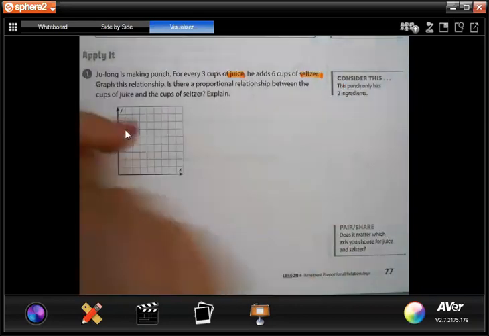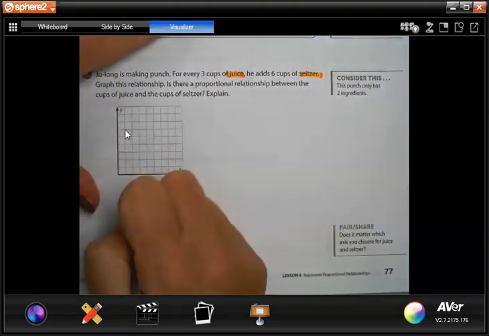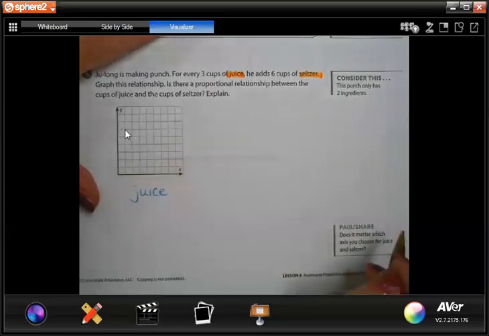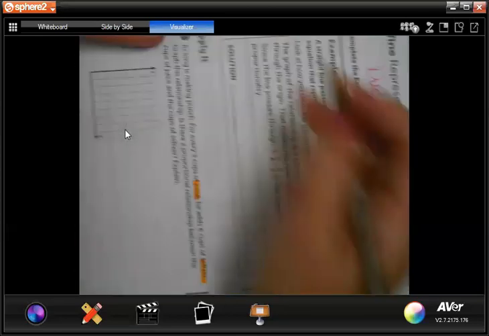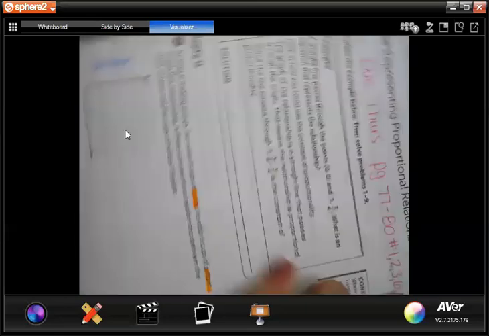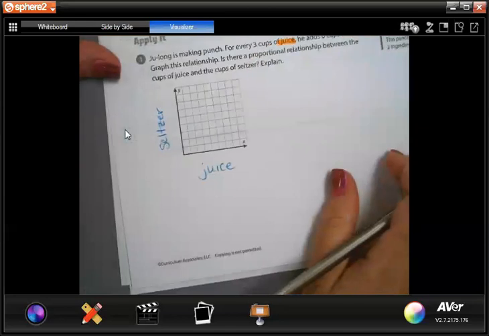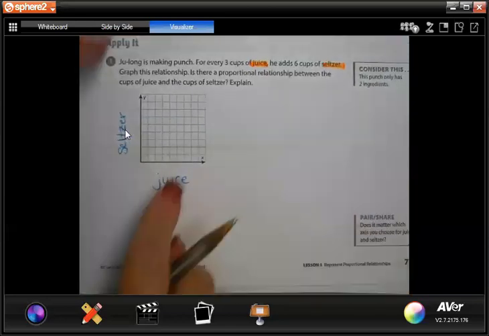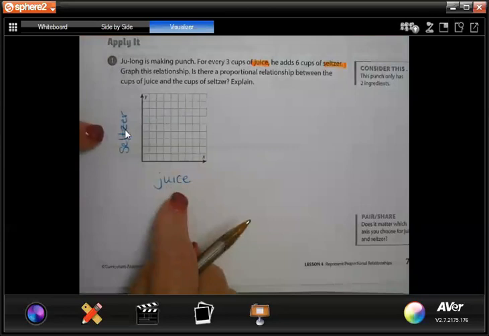So the first thing I'm going to do is label this x-axis, which is going to be my juice, and this y-axis is going to be my seltzer. Okay? All right? So that's my first step. I just label my 2 axes.